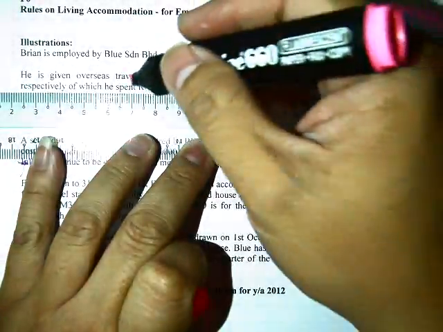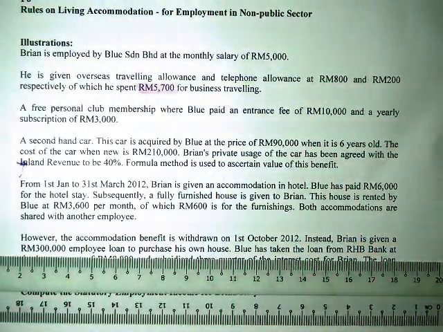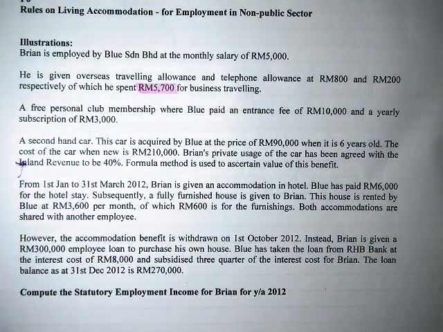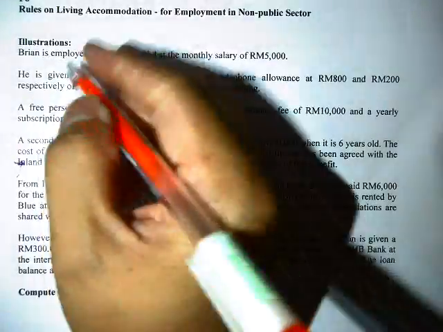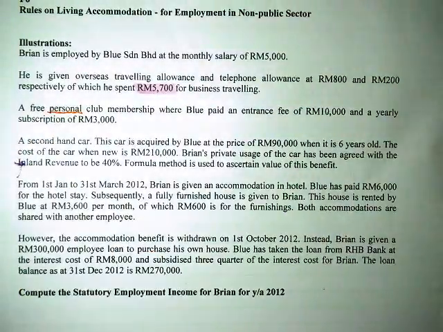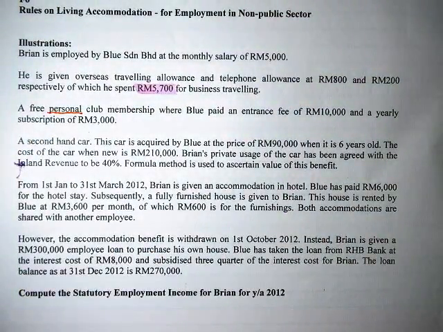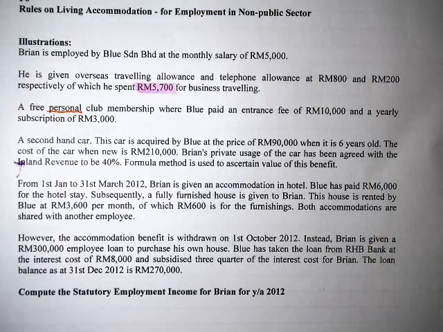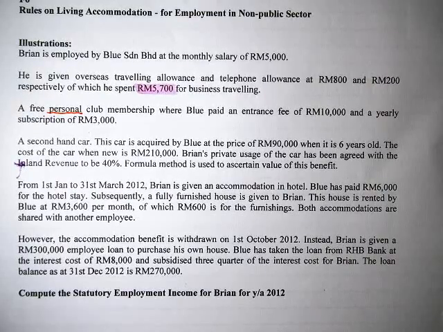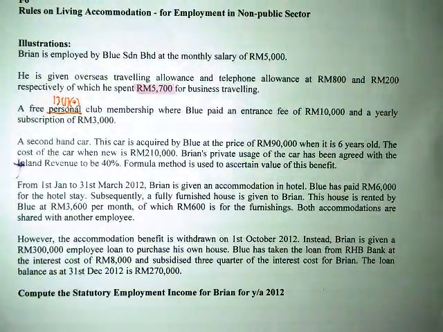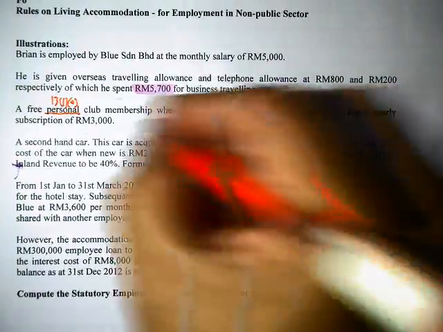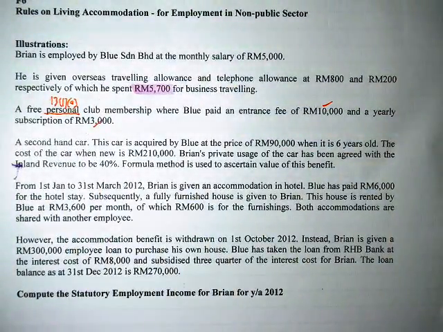So these are expenses that you're going to claim. Let me just highlight this. There's a free personal club membership. Personal means the worker owns it. So anything given to you, remember the test, how to decide A or B. One is the ownership test, one is the responsibility of payment test. So this is 1A, something that belongs to the worker. And both entrance and subscriptions are subject to tax.